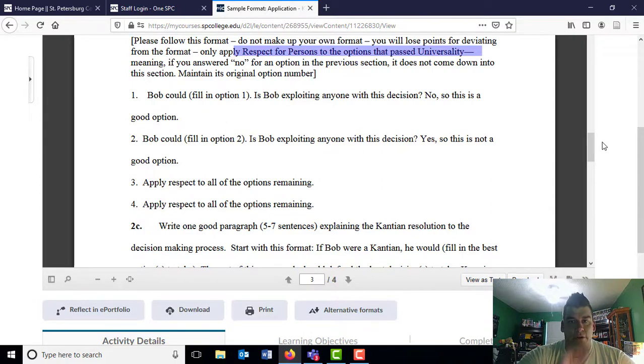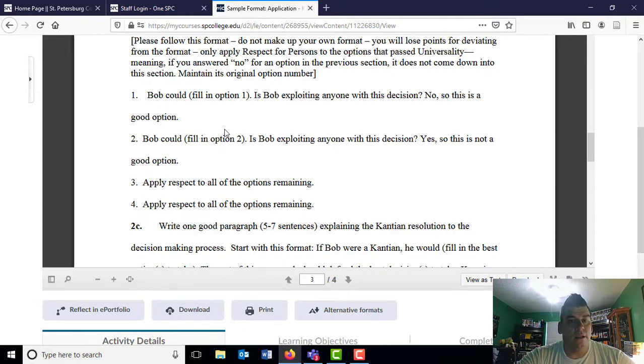Just bring down the numbers that made it and keep them the same, okay? So Bob could fill in option 1 again, right? Is Bob exploiting any person with this decision? So what we want to know here is if there's an exploitation of a person, okay? If the answer is no, if there's nobody being exploited, we say no, so this is a good option.